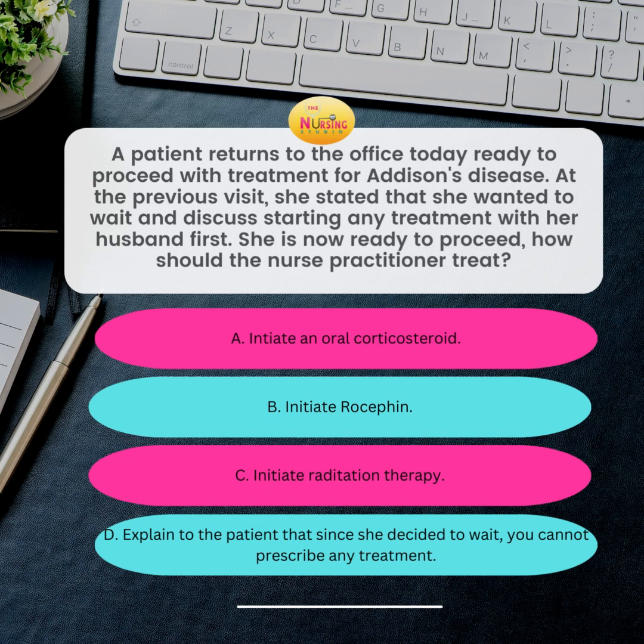All right, you guys, stem of the question states, so now that she's ready to proceed with her treatment, how should the nurse practitioner treat? So we're thinking about Addison's. How do we treat Addison's disease? Do we want to A, initiate an oral corticosteroid? Okay, yeah, that's a treatment. B, initiate Rocephin? No, don't need any antibiotic therapy. C, initiate radiation therapy? Thinking about that, but remember that's with Cushing's disease. That's one of the potential treatment options. And D, explain to the patient that since she decided to wait, you cannot prescribe any treatment. We're not saying that to a patient.